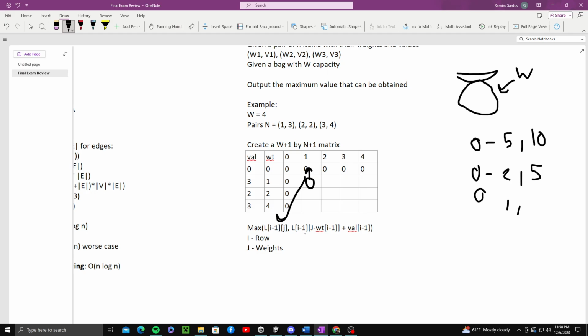Now, this one's mostly the same, where the second part is L of 1, so I'm looking up here, and then I'm subtracting the current weight I have, which is just 1. So I'm looking over here. I believe in this case it's diagonal because of the weight of 1. But we are adding the val of I -1.